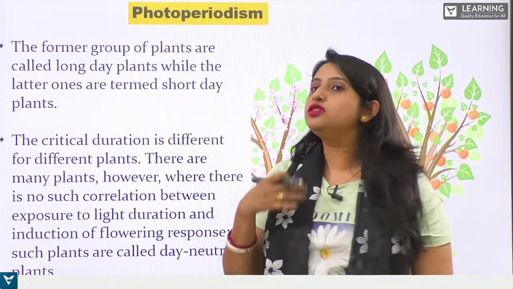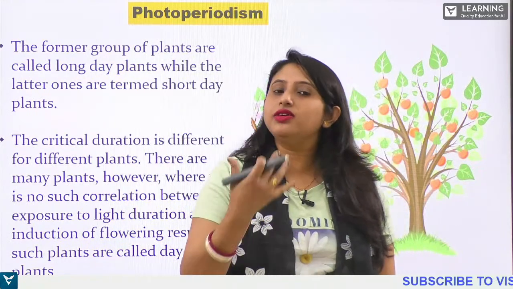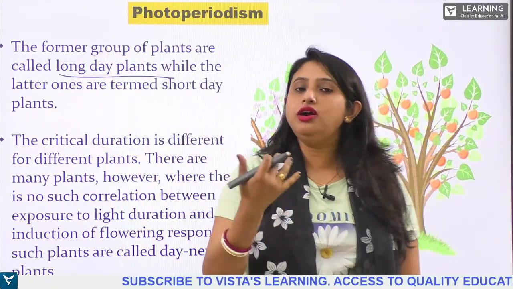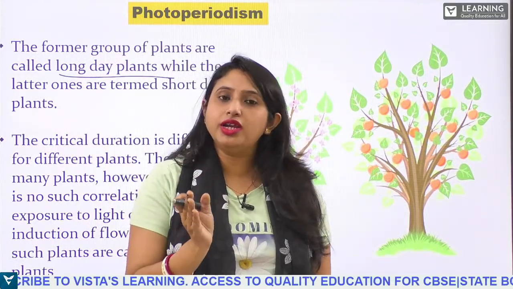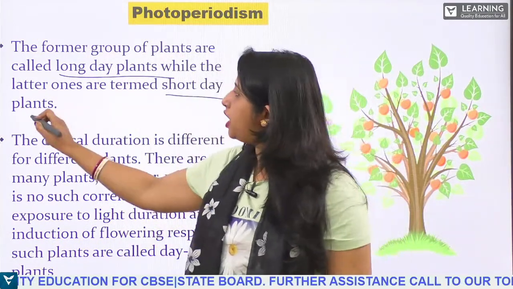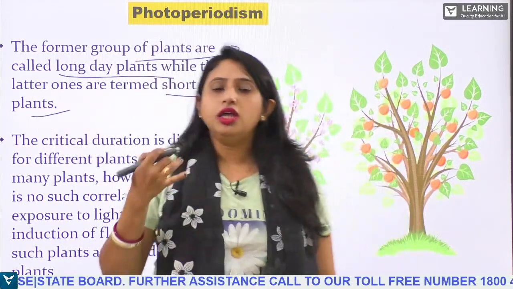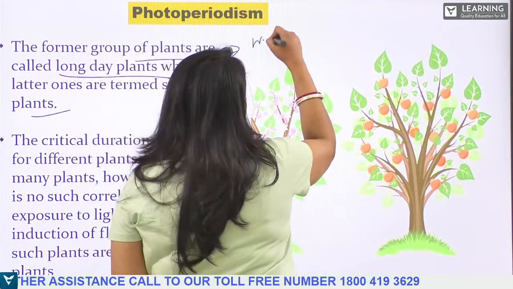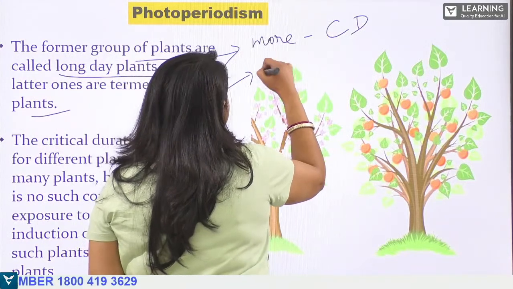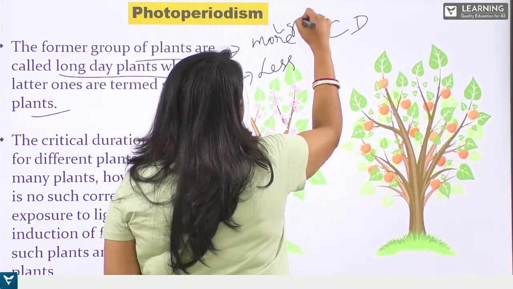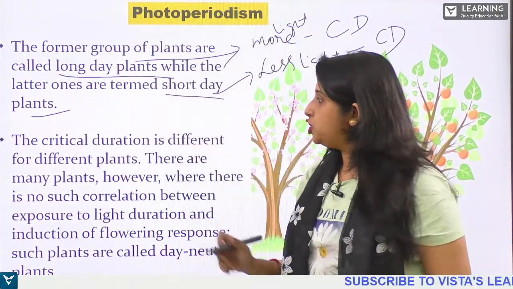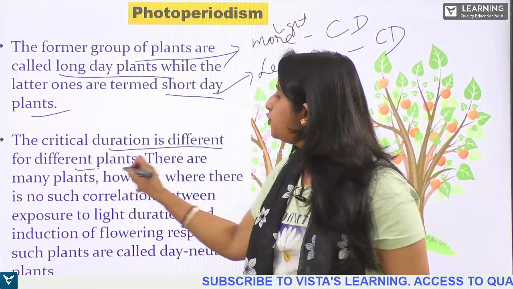Those plants which require more light than the critical duration are called long day plants. Whereas those plants which require less light than the critical duration are called short day plants. So long day plants require more light than the critical duration, whereas short day plants require less light than the critical duration. CD is critical duration, and the critical duration is different for different plants.